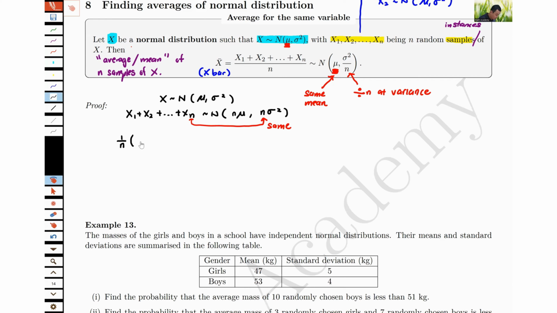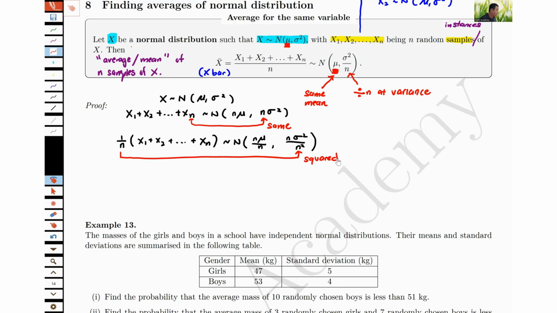Which means over here we will have x1, x2, all the way to your xn. This will follow a normal distribution. What happens to the mean and variance? Mean divided by n. Variance is now divided by n squared. So why is it so? Again, this is a coefficient. Coefficient you must square when you apply it to your variance.